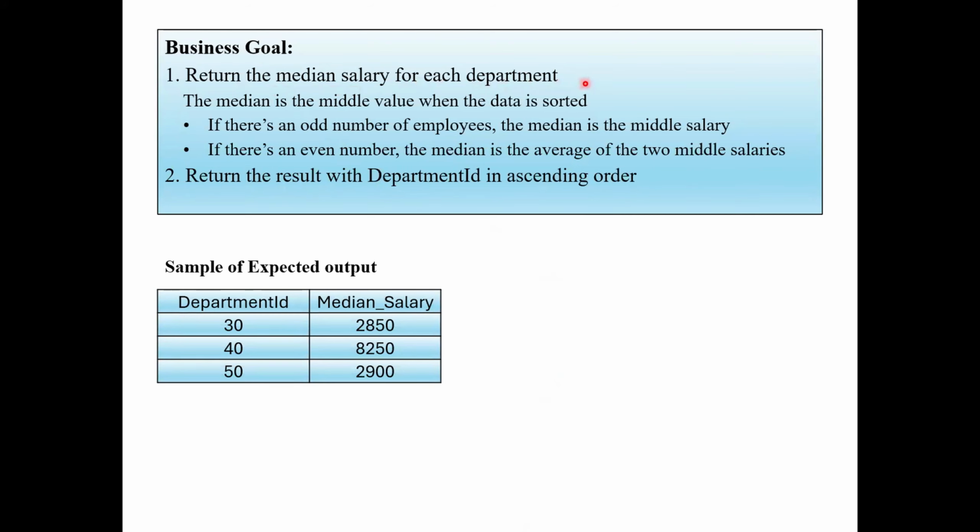Remember, the median is the middle value when the data is sorted. If there's an odd number of employees, the median is the middle salary. If there's an even number, the median is the average of the two middle salaries.